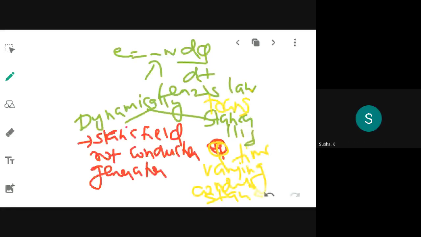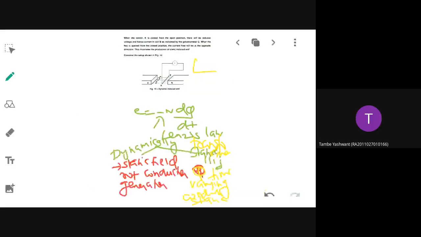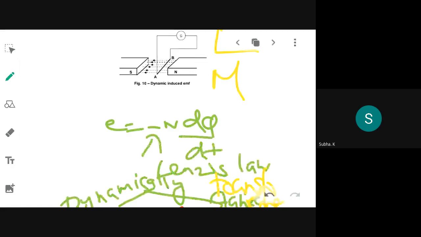Alright, that's all. With this, we will close the class. Next class, we will discuss how to derive the formula for L. What is L? Self-inductance. What is M? Mutual inductance. We will be learning how to derive the formula for all these things, and how they are different. With this, we will close class today.